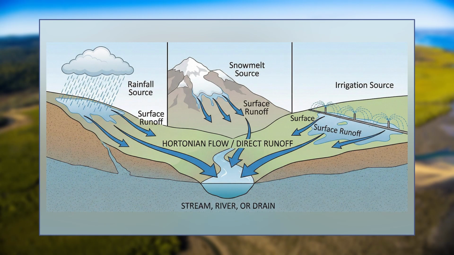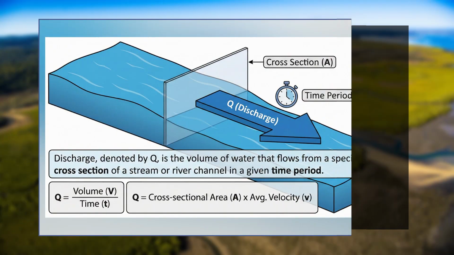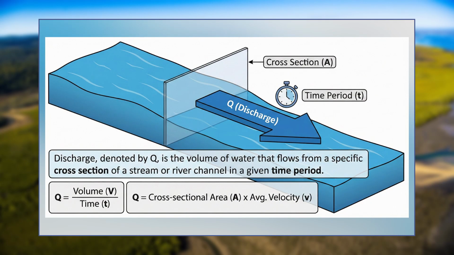Robert E. Horton, an engineer by profession, first made detailed studies of this phenomenon in 1933. Thus, it is also called as Hortonian flow or direct runoff. Runoff can be from rainfall, snowfall or irrigation and flows over land into streams, rivers and drains. The volume of runoff water from all sides of a watershed ultimately reach a stream and become part of its flow. This is called as stream flow or discharge.